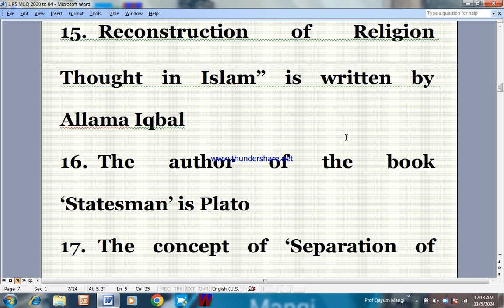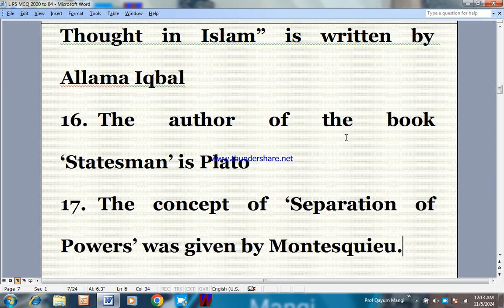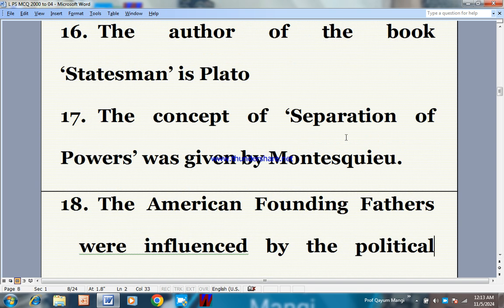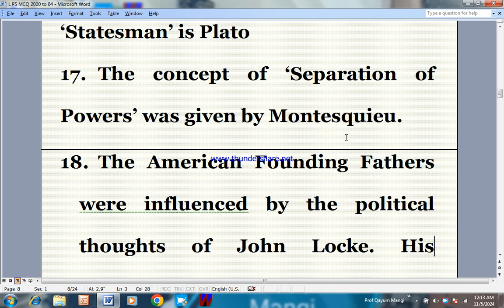Reconstruction of Religious Thought in Islam is written by Allama Iqbal, poet of Pakistan. The author of the book Statesman is Plato.